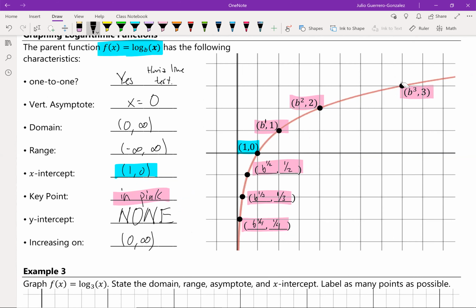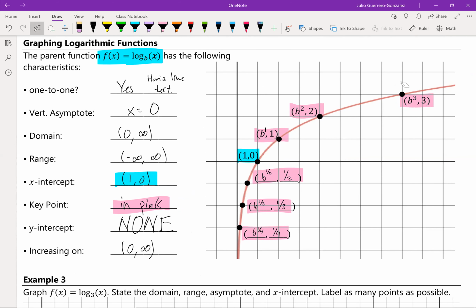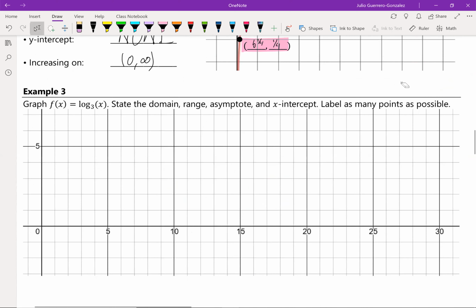So the graph that I gave you guys just now, the one that you're currently seeing, that's a vanilla logarithm for some base b. That's why I didn't label the points themselves. I didn't give a specific value for b because b can be whatever you want. So that is example 3.